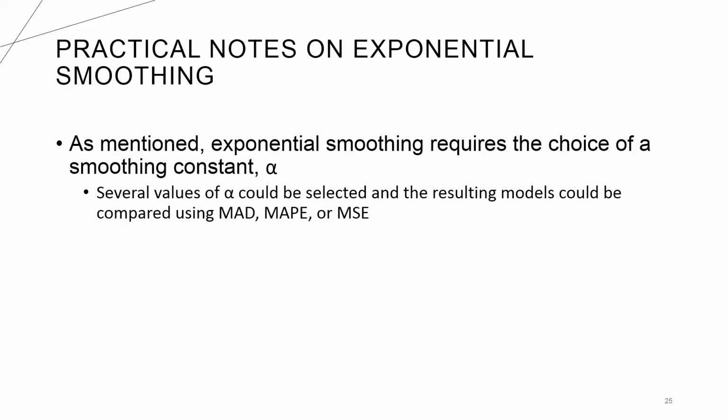And how different depends on your data. Sometimes all three methods will more or less agree. All three methods might think that the best alpha is right around the same number. It's possible, though, that they disagree a lot. It's possible that the MAD thinks the best alpha is one thing, and the MAPE thinks the best alpha is a completely different thing. That is possible. It just depends on your data.